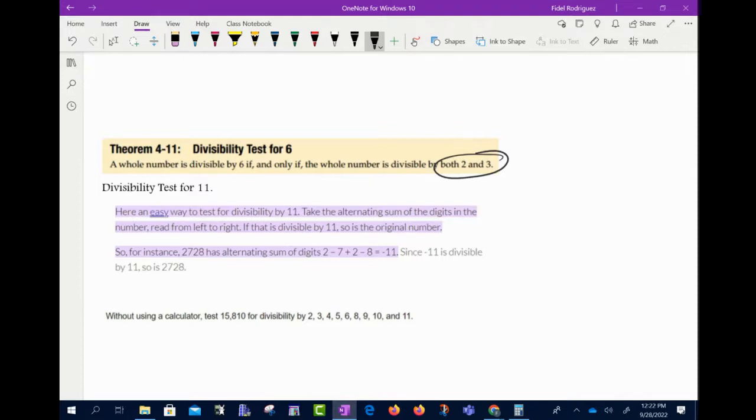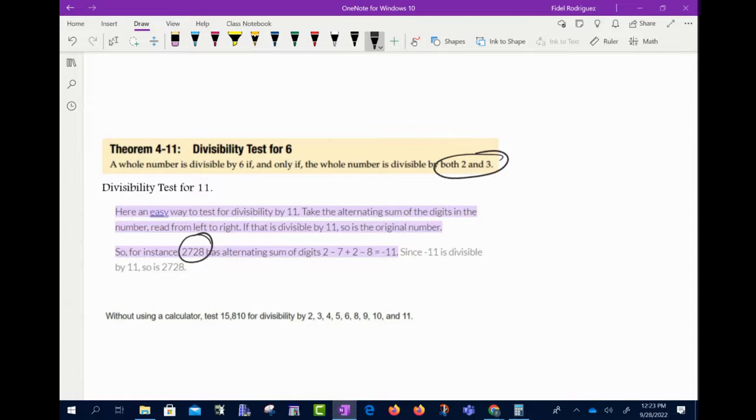And the divisibility test for 11. It says here's an easy way to test for divisibility by 11. Take the alternating sum of the digits in the number read from left to right. If that number is divisible by 11, so is the original number. So it gives me an example.